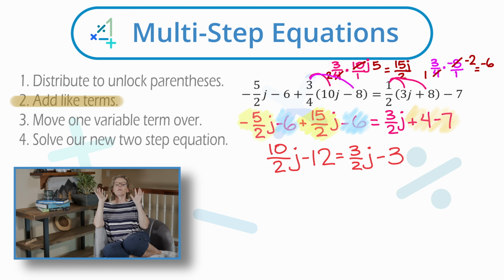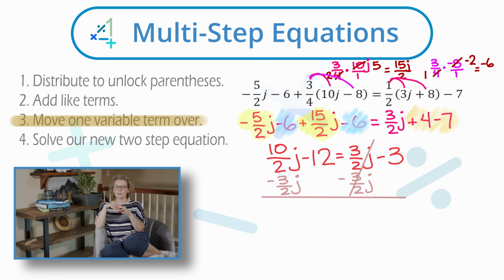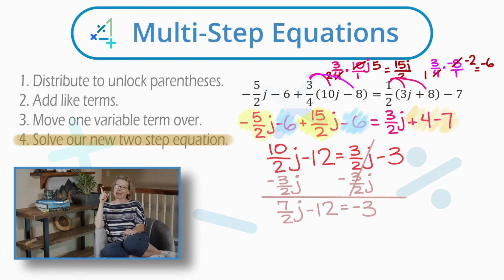Okay, we are moving j's over. This 3/2 j is going to be subtracted from both sides. 10/2 minus 3/2 have a common denominator. For 7/2 j over here, minus 12 equals -3. Add 12 to both sides. Plus 12 plus 12. 7/2 j equals 9.